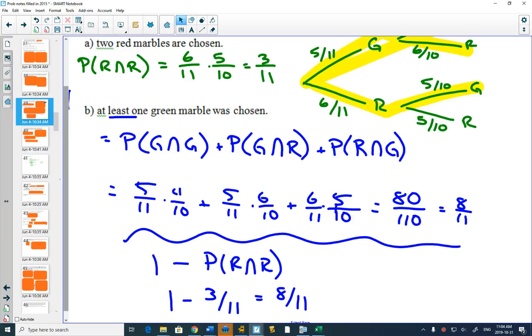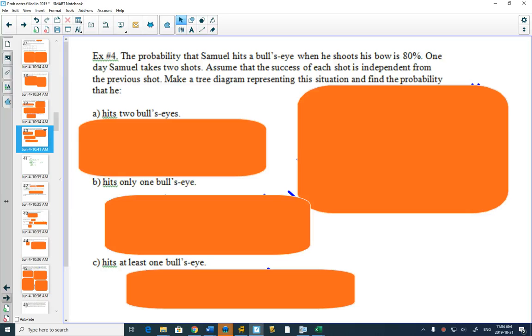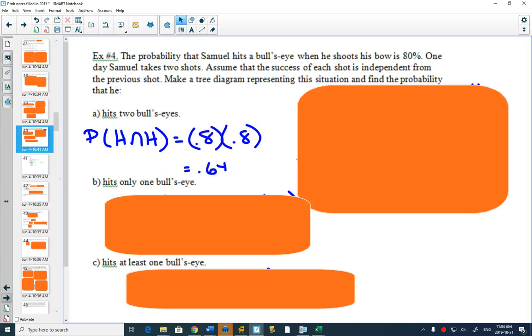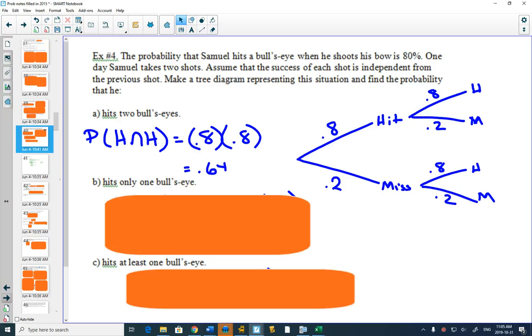Okay. Last question with compound events. Probability that Sam hits a bullseye when he shoots his bow is 80%. One day, Sam takes 2 shots. We're going to assume that the success of each shot is independent from the previous shot. So he's always getting an 80% chance of hitting his target. What is the chance of hitting 2 bullseyes? Again, independent events. You just have to multiply them together. We could draw a tree diagram for this. Hit and miss.